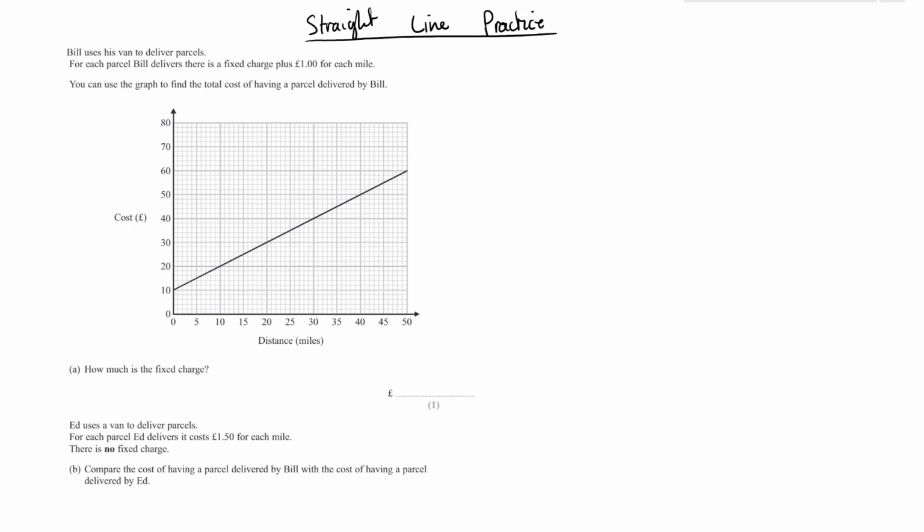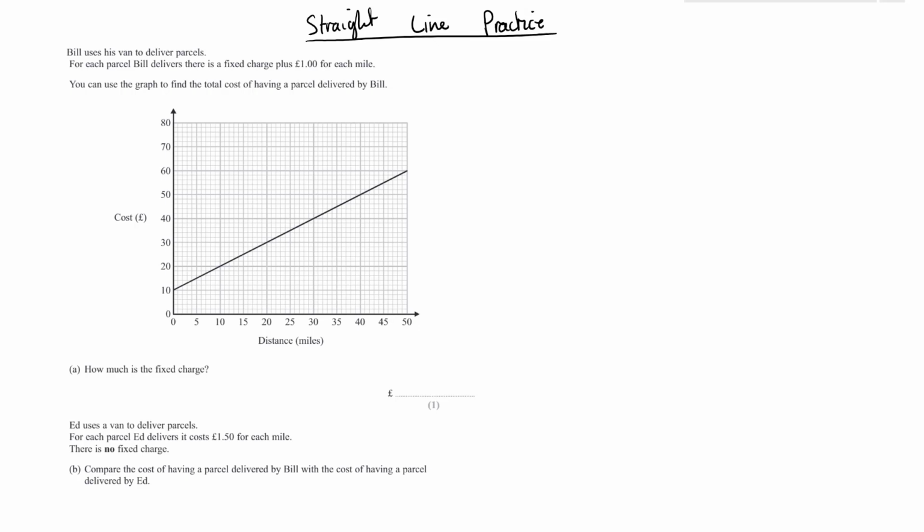First up, we've got: Bill uses his van to deliver parcels. For each parcel that Bill delivers, there is a fixed charge plus £1 for each mile that he has to travel. You can use this graph to find the total cost of having a parcel delivered by Bill.